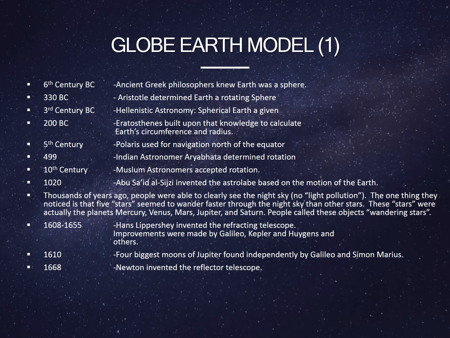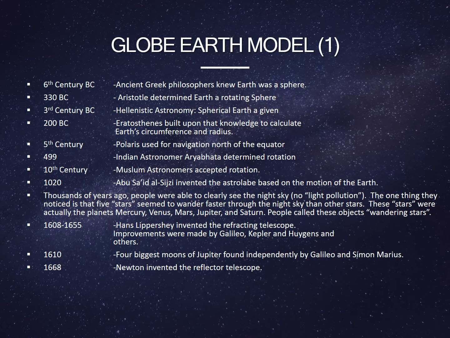So even as early as the 5th century AD, people knew that Polaris always stayed in the sky, and you could use it to find your latitude. In 499, the Indian astronomer Aryabhata determined rotation. In the 10th century, Muslim astronomers accepted rotation. In 1020, Abu Sa'id al-Sijizi invented the astrolabe based on the motion of the Earth.